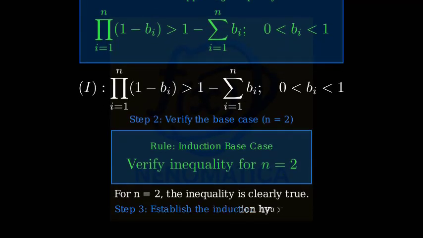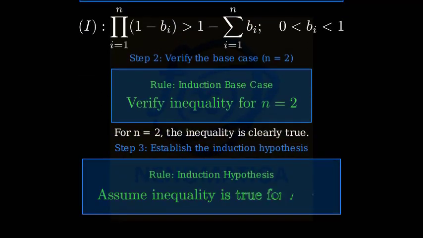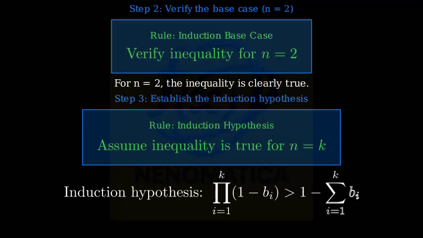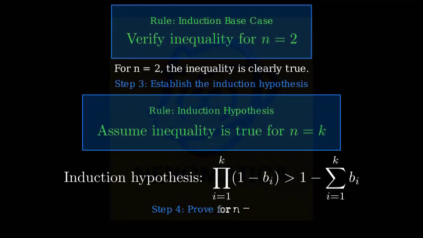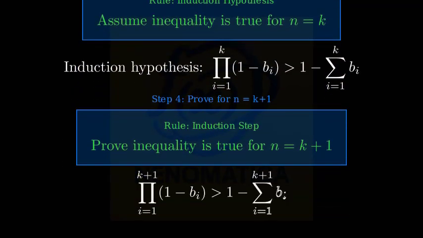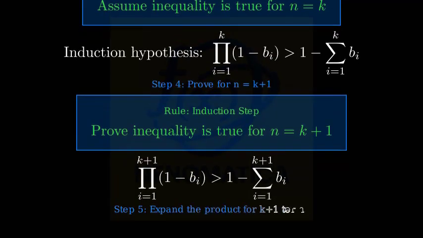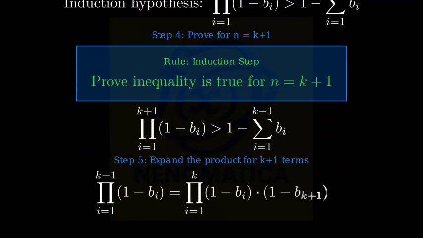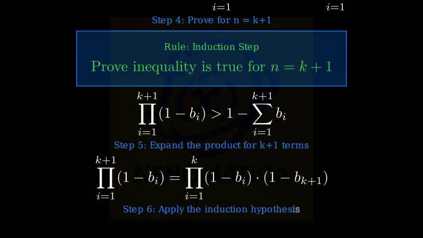Now, let's establish the inductive step. We assume that the inequality holds for n equals k. Let's call this our induction hypothesis. We now need to prove that the inequality holds for n equals k + 1. This is the induction step. Let's expand the product for k + 1 terms. The product from i = 1 to k + 1 of (1 - b_i) equals the product from i = 1 to k of (1 - b_i) multiplied by (1 - b_(k+1)). Now, we apply our induction hypothesis.